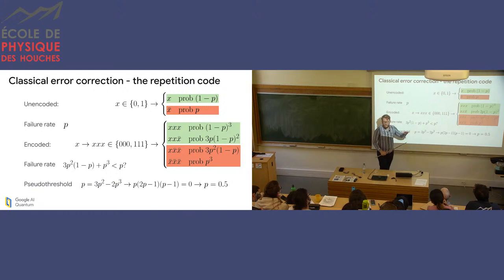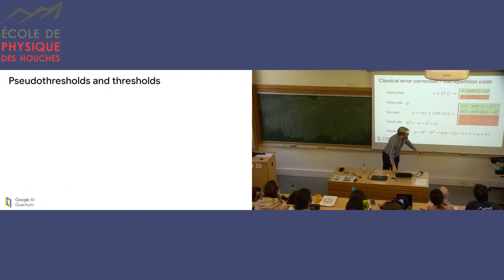And the idea is that every time my error rate is less than 50%, I'm improving my error rate by doing this code. Now I should point out that 50% is kind of as high as you could possibly imagine, because if I had an error rate higher than 50%, I would gain by just flipping my bit on top of this, like sending p to not p. So 50% is the best you can do, and it's also the best you need to do, which is good.